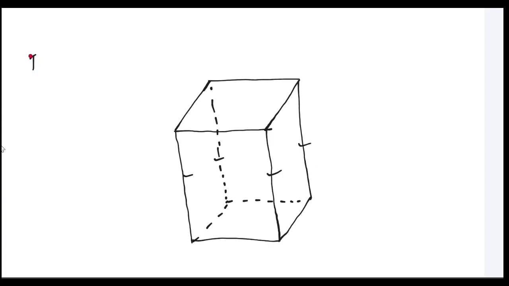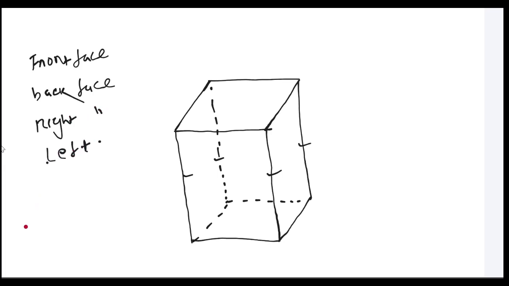First we can say front face, back face, right and left. Okay, then we can also consider top, then front, then bottom, back, this one, then front one, then this one, then back one. So this is also considered as a zone where edges are parallel to each other.